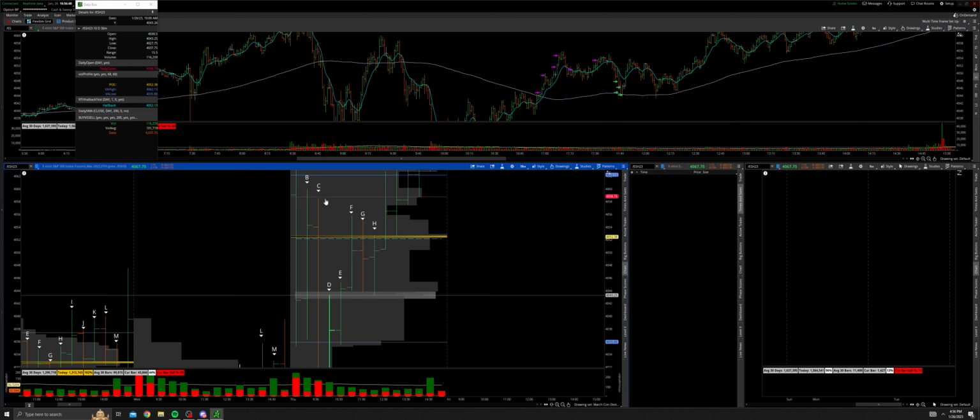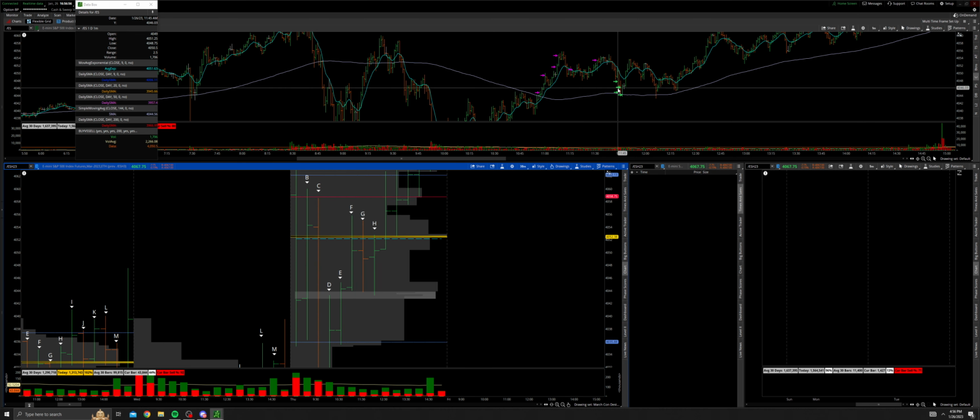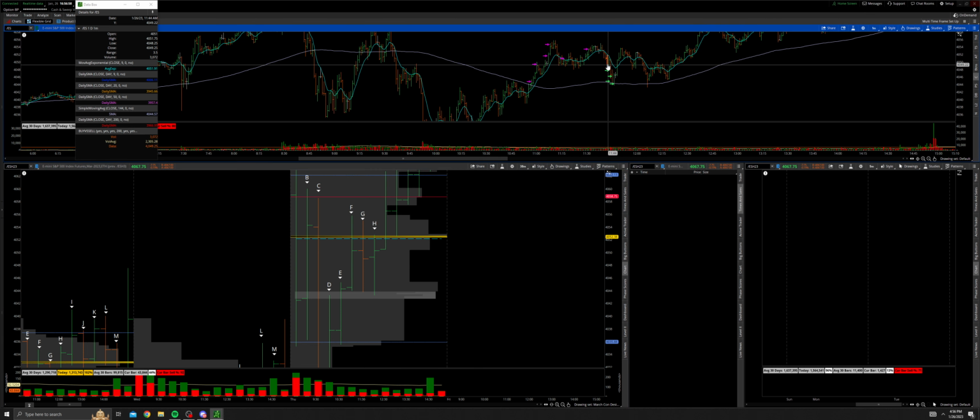Had I been more patient and waited to get up near C's high, value high was also up here at the time. Had I been more patient, I would have had better entries and probably would have gotten out of this trade a lot better than I did.